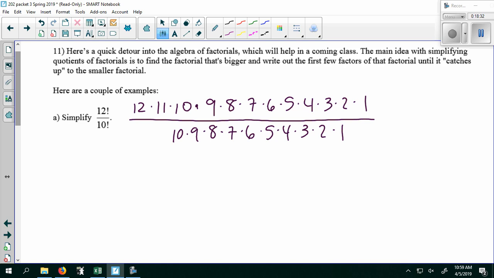Once you've done this 5 or a million times, you'll realize that you don't need to write out every single factor. Like, you'll start to recognize what's going to cancel. Because this is all multiplication on the top and all multiplication on the bottom, so you can cancel common factors, right? So my 10s cancel, my 9s cancel, all of this cancels. And you're just left with 12 times 11, or 132.